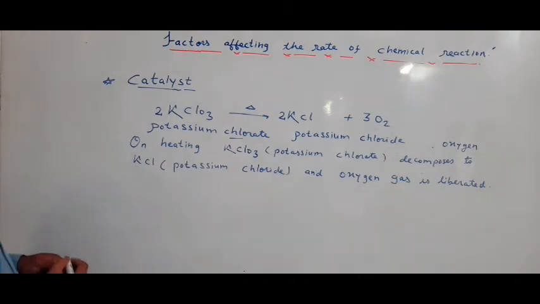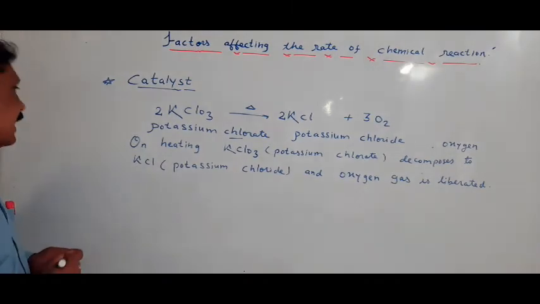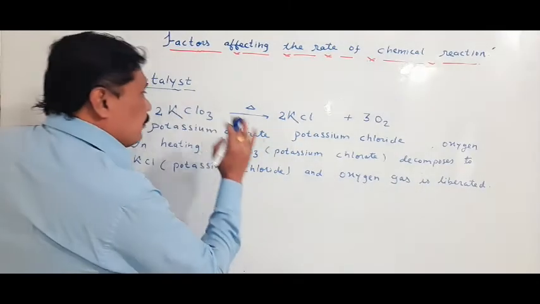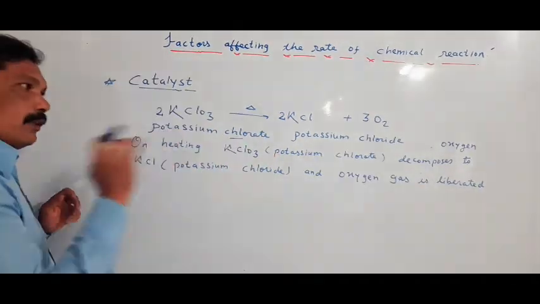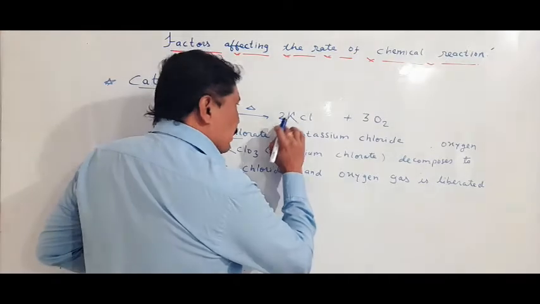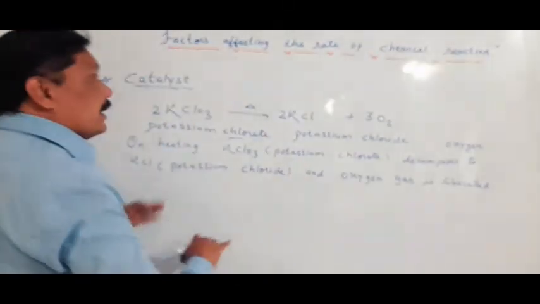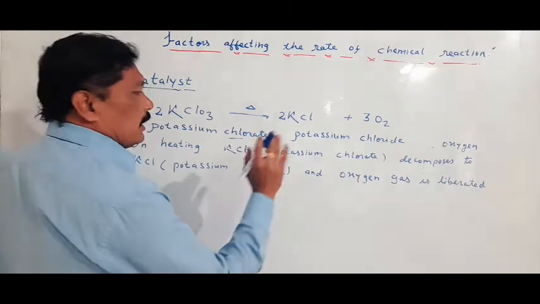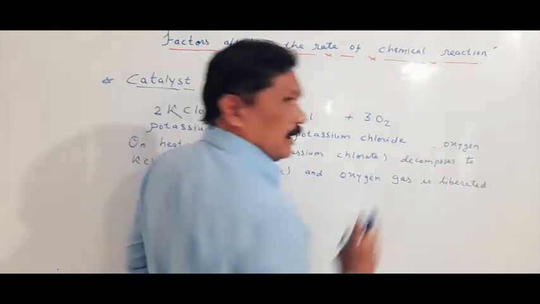My dear student, if we consider this reaction, when we heat potassium chlorate, we get potassium chloride. It means that potassium chlorate decomposes on heating to potassium chloride, and oxygen gas is given out.